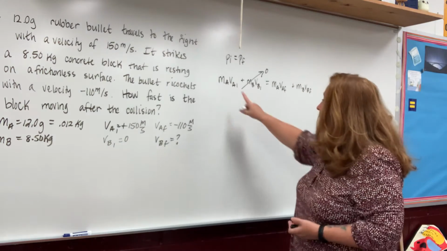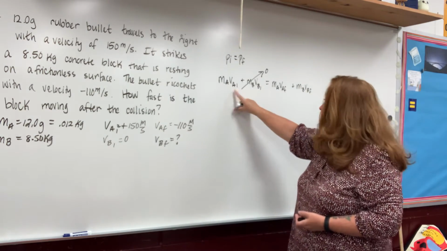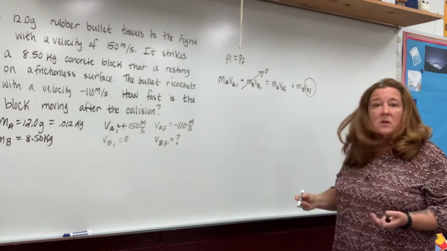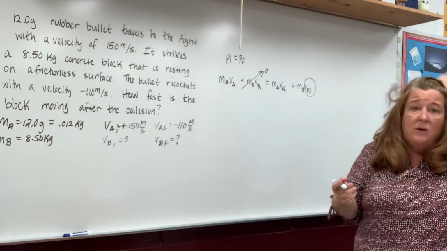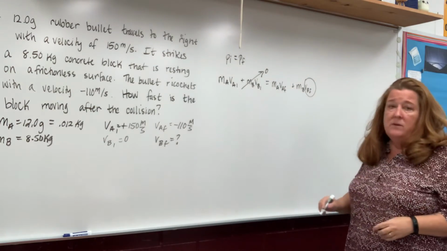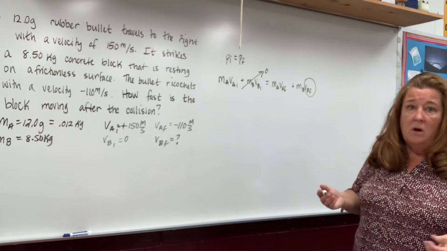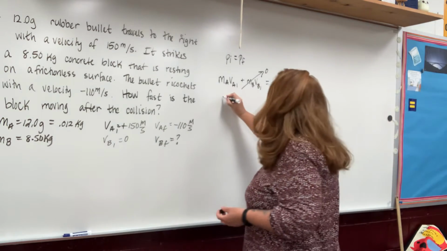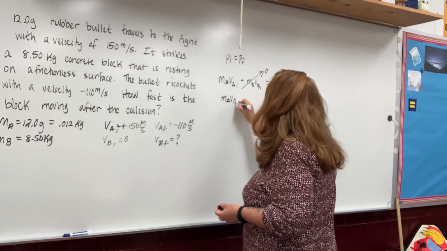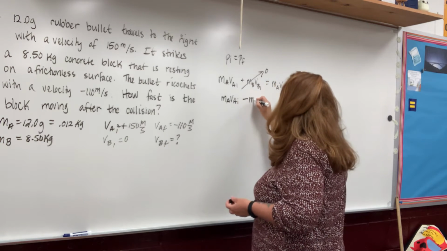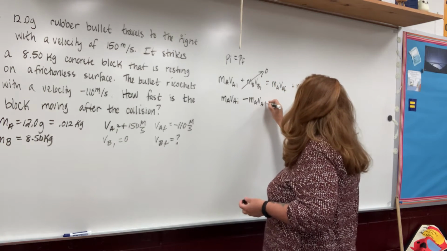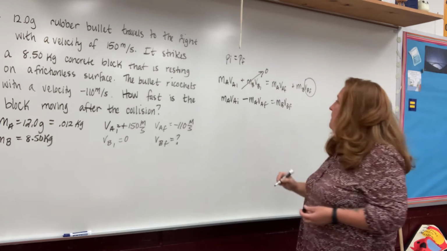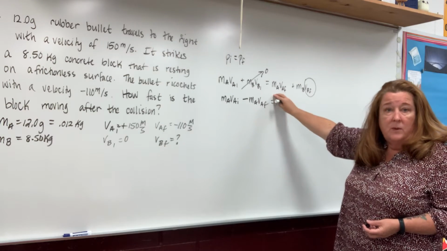So I know this, I know that, I know this and this, I know that. I don't know this. And this is the only part that now is not physics anymore. This is algebra. You have to rearrange the equation and solve for the final velocity of the concrete block. So these are being added. I subtract from both sides. So I'm going to have MA VA initial minus MA VA final. And that's going to equal the mass of B times the final velocity of B. I subtracted this quantity from both sides.